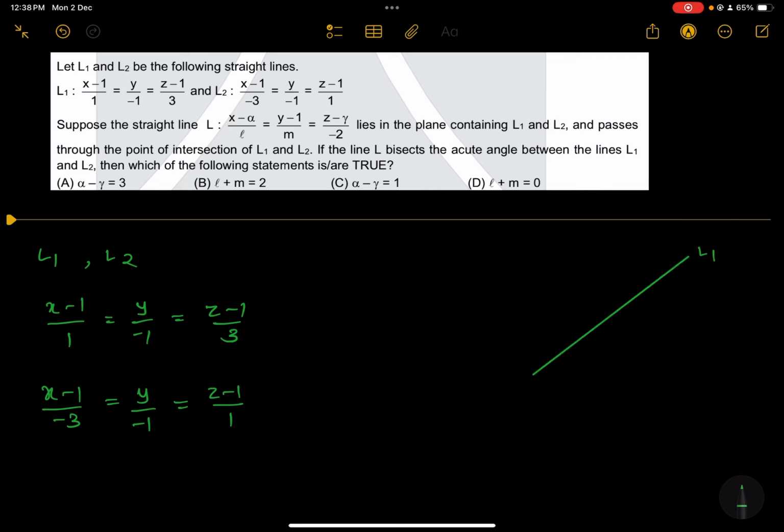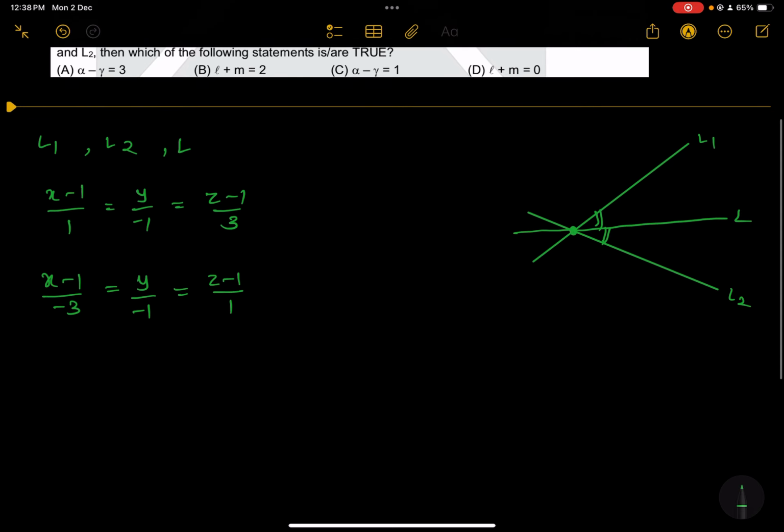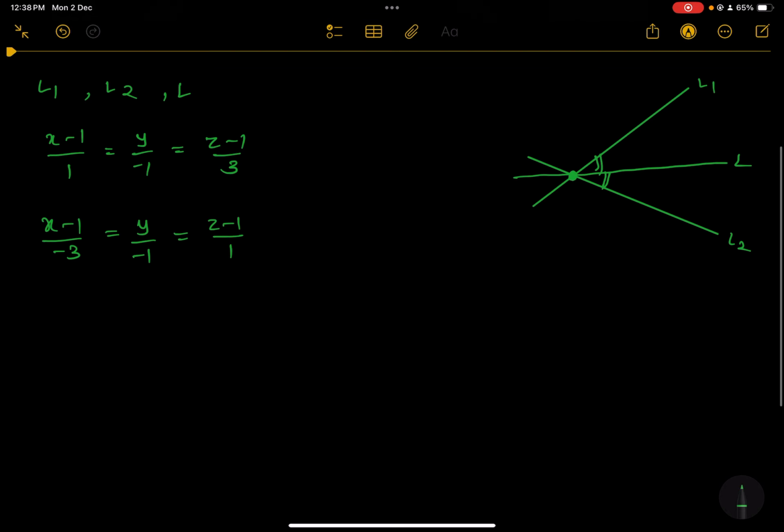This line is L1 and this line is L2, and the equations are given, and there is one more line L. It lies in the plane containing L1 and L2 and passes through the point of intersection. So it passes through this intersection point and it bisects the angle between the lines. So this angle and this angle are equal. So it bisects the angle. So it is basically the internal angular bisector.